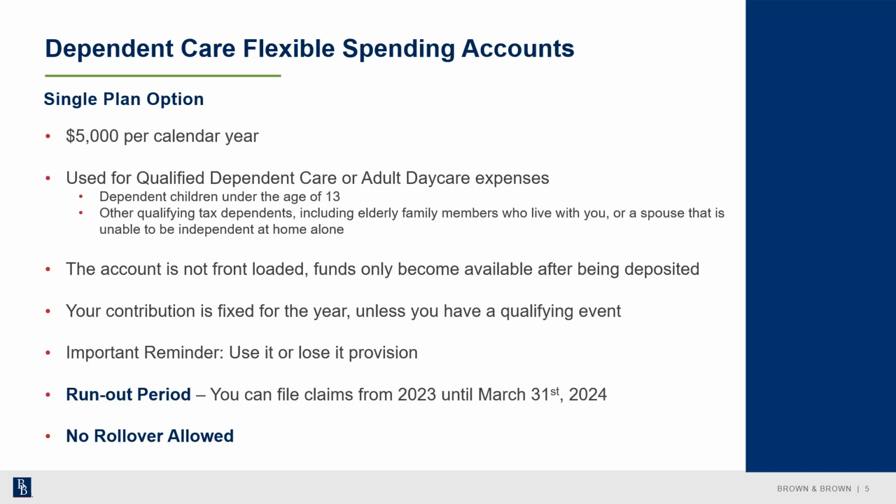Now let's get into the details of the dependent care flexible spending account. So this is the second type of FSA you have to choose from. This allows you up to $5,000 per calendar year that you can contribute. It is used for qualified dependent care or adult daycare expenses.